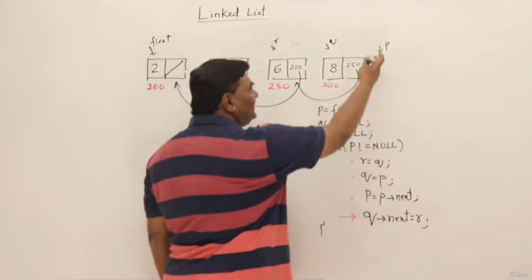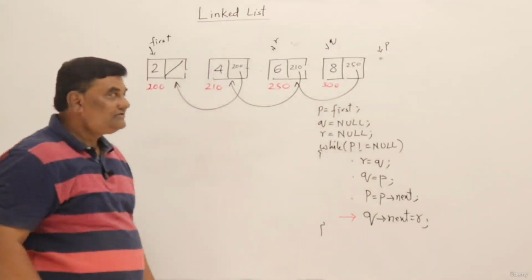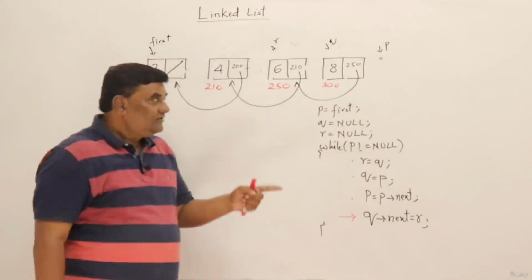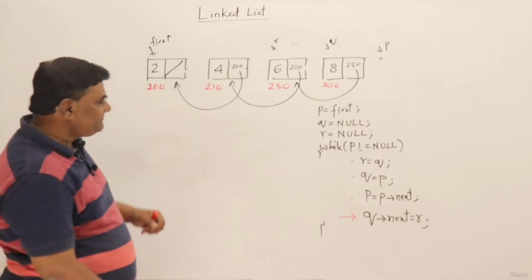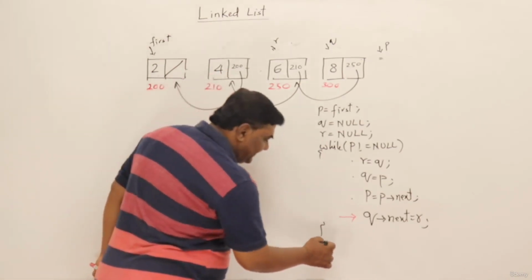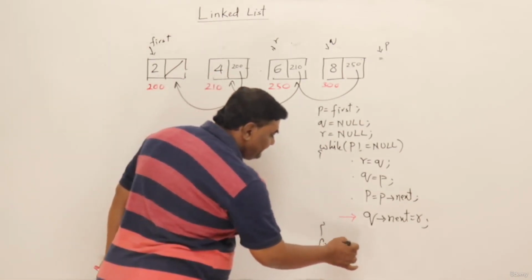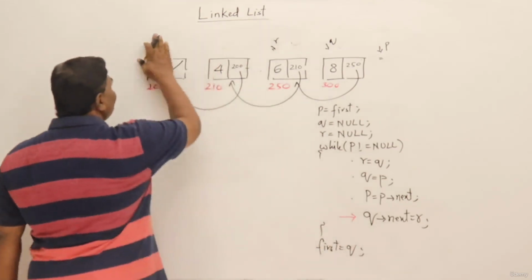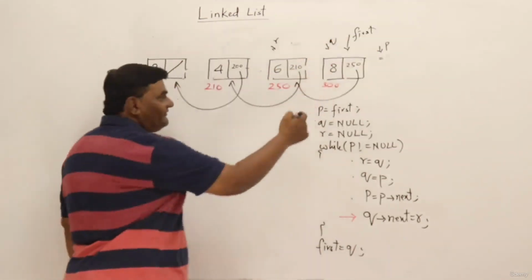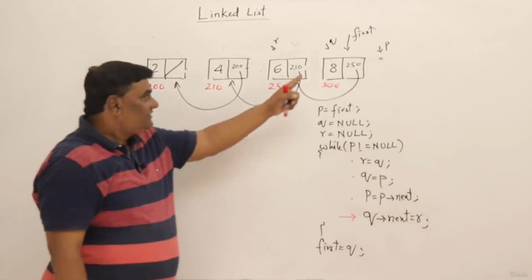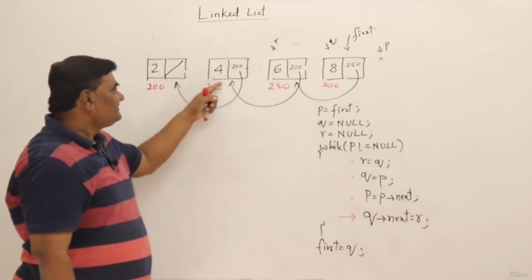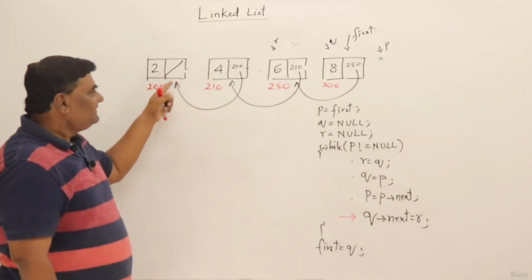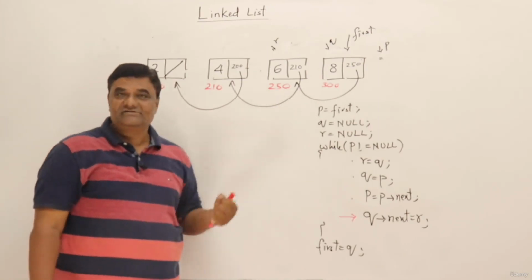Continue. P not equal to null? No, P became null. Stop. So you can see that the linked list is reversed. Now who became the first node? Wherever Q is pointing. So the last step I will add: first should be upon Q. So we bring first upon Q. This is the first node now. First node is pointing on this node, and this is pointing on this, and the last node is null. So the linked list is reversed.